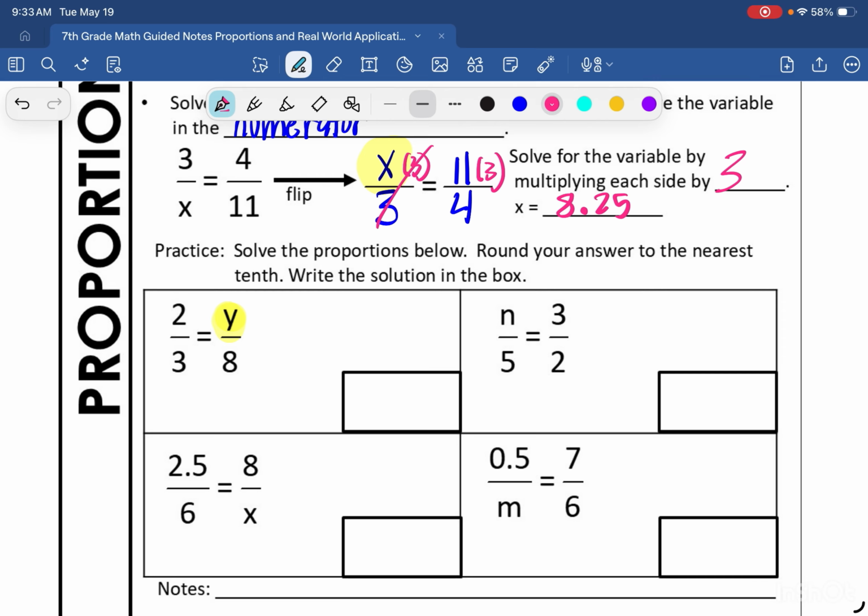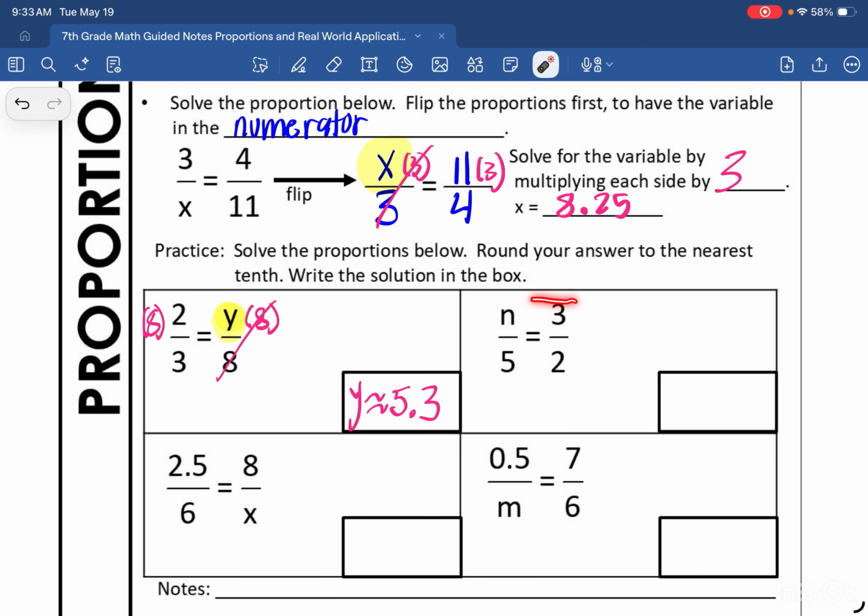Since it's y divided by 8, I'm going to multiply each side by 8, and that's going to give me 1y. Multiply this side by 8, so I have 16 because 8 times 2 is 16, divided by 3. It tells me to round to the nearest tenth, so that's going to be about 5.3.